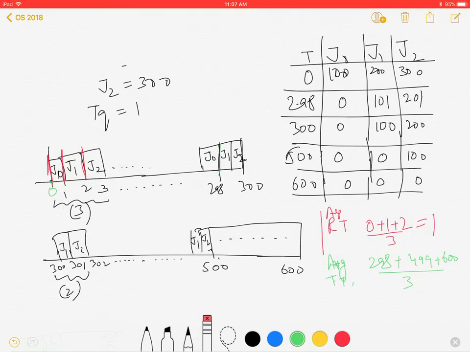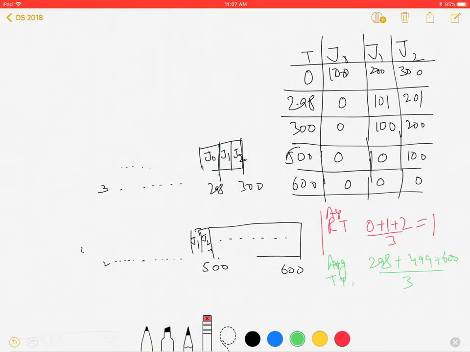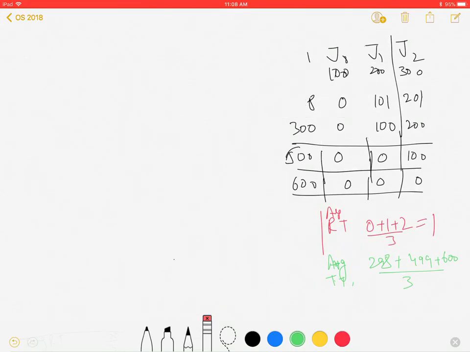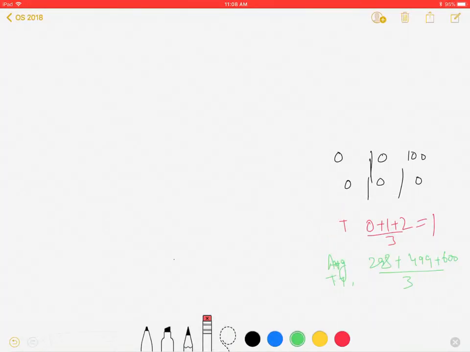Now let's look at the final question. The question is, for what workloads and quantum lengths does SJF deliver the same response time as round robin? So we just had a running example of round robin where we saw that different processes are run consecutively one after another in the time unit. So they each run for a time unit, which is the time quantum of the round robin scheduler.